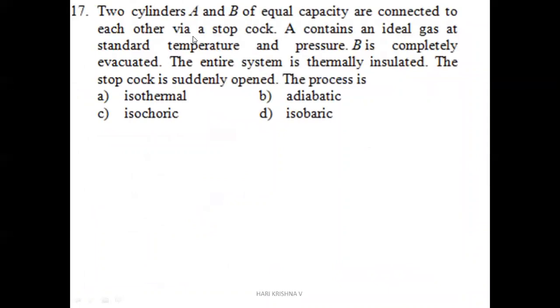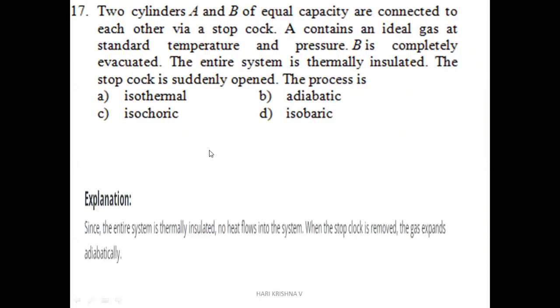Next, two cylinders A and B of equal capacity are connected via a stopcock. A contains an ideal gas at standard temperature and pressure. B is completely evacuated. The stopcock is suddenly opened. The process is: see here, they are connected using a stopcock, A contains ideal gas at standard temperature and pressure, and B is completely evacuated. The entire system is thermally insulated, so there is no heat flow into the system. When the stopcock is opened, the gas expands adiabatically. So an adiabatic process takes place. Clear? So option B is correct.